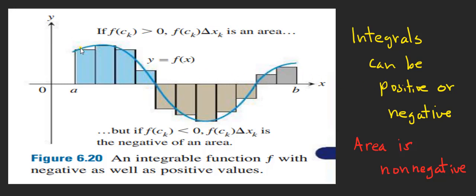You have a function over here. If the function is above the x-axis, the integration will be positive. So this is positive right here, and that's positive. I'm talking about the integration. But when the function is below the x-axis, from here to here, the integration will be negative.